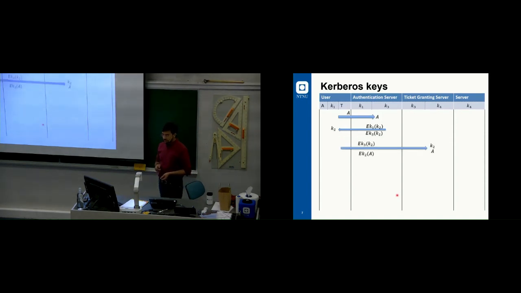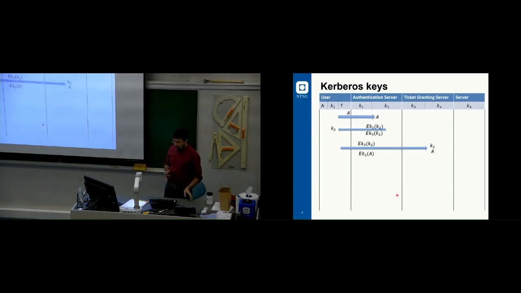So the user will send the part that he could not decrypt as it is to the ticket granting server, but he has the key K2 now. He will use that key to encrypt his authentication and send that to the ticket granting server. The ticket granting server has the key K3, so it decrypts that. It will see that inside there is K2. And the below part it can now decrypt as well, because it has K2. It will get the authentication of that user. Now the ticket granting server has also authenticated the user.